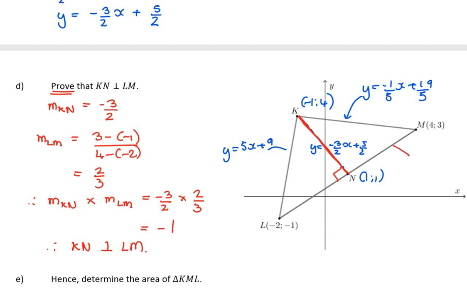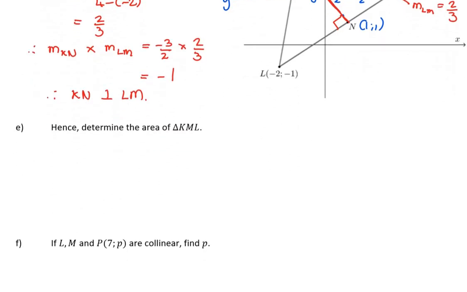So now I know an extra thing. I know that this gradient of LM is equal to 2 over 3. Now the next question says hence. Now hence is always a huge hint. Hence means use what you have just found to work out, in this case, the area of triangle KLM. So use what you have just found.